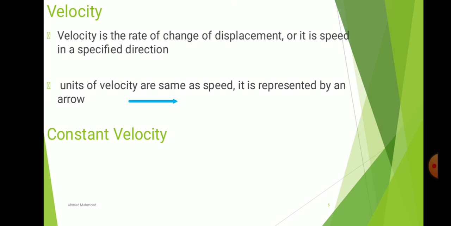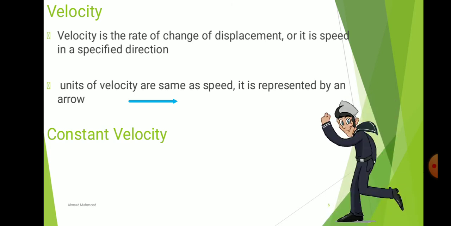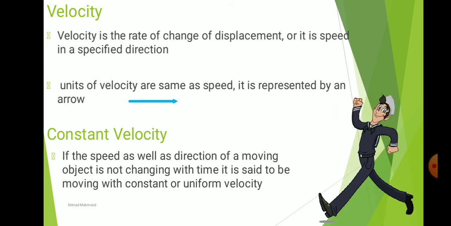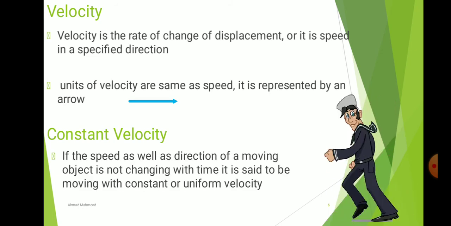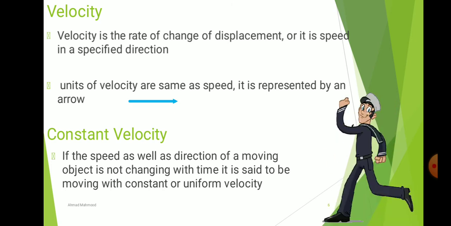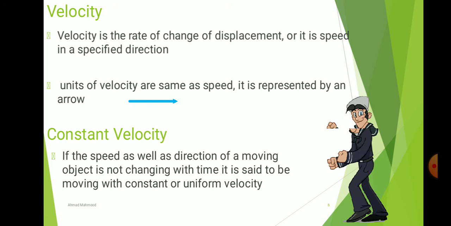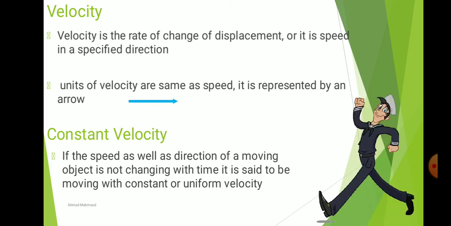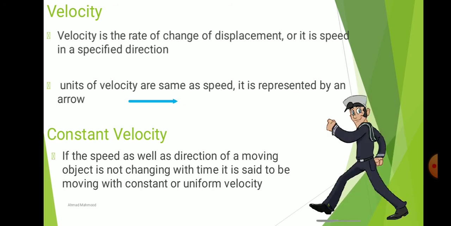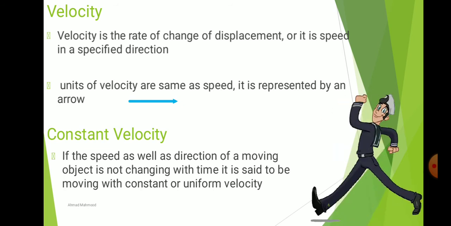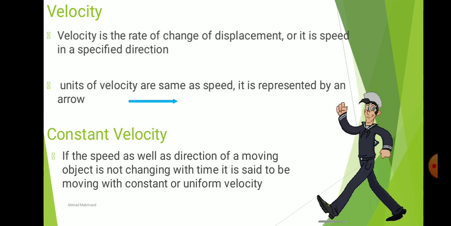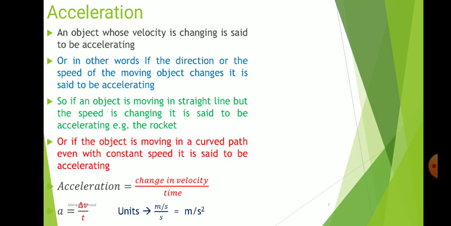Okay, constant velocity, for example, a person is moving with a constant velocity. What does that mean? It means that the speed as well as direction, because we have two things in the velocity. One thing is speed, that is the magnitude, other thing is the direction. If both the things, the speed as well as the direction of a moving object, are not changing with time, it is said to be moving with constant velocity or uniform velocity, we can also say it.